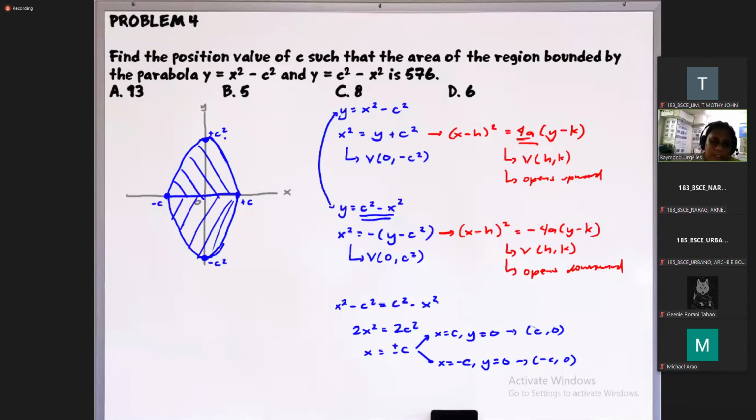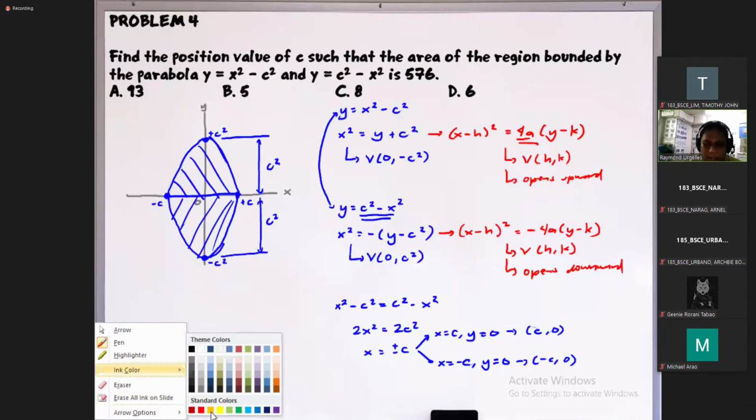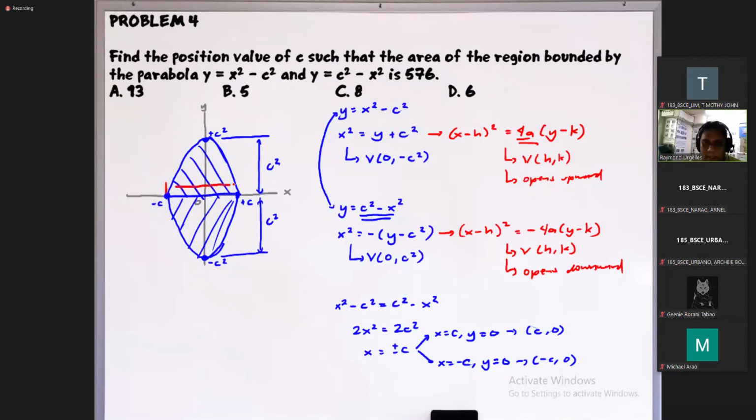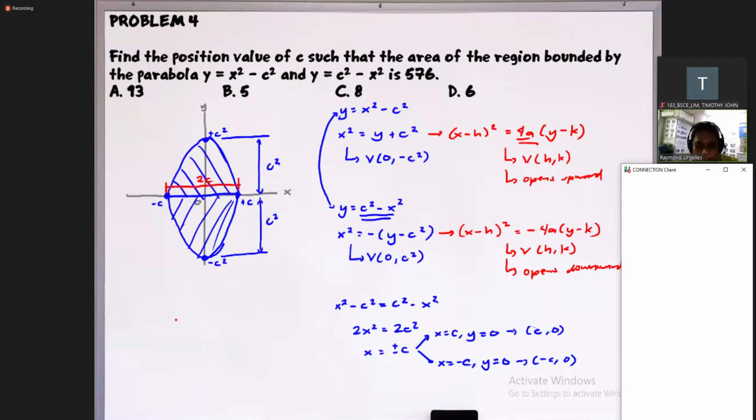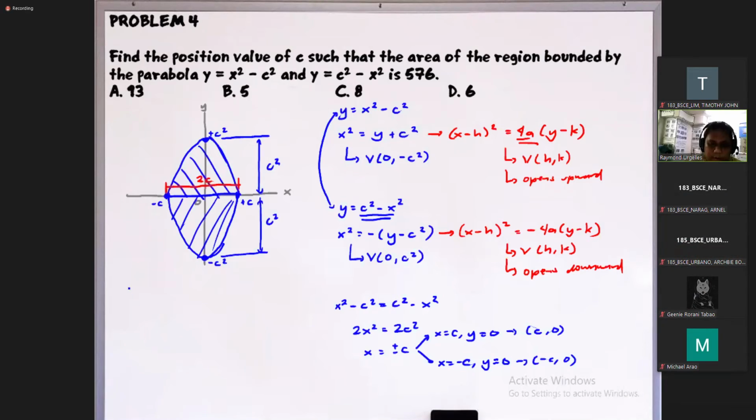Diba? So for both this parabolic segment, makikita natin na yung height nila is pareho lang na c squared. Diba? So this is also c squared. Okay? So tapos yung base naman nila, diba? So yung length naman na to. Okay? So this is the base. So we have c minus negative c, that is simply 2c. Diba? So therefore, what's the total area bounded? So total area bounded is equal to dun sa area dun sa taas, so area above, plus yung area sa baba, plus area below.